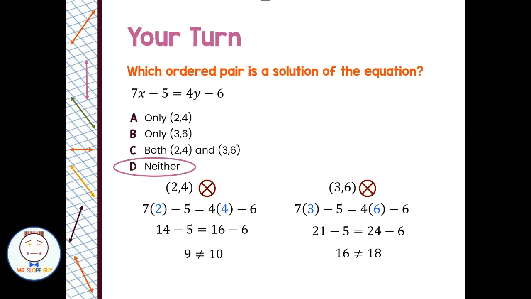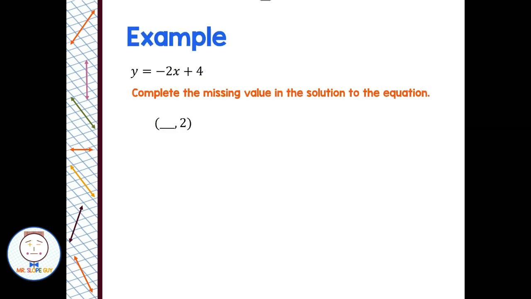All right, let's look at a slightly different problem. We have y equals negative 2x plus 4, and we want to complete the missing value in the solution to the equation. So they gave us an ordered pair, and we have a blank comma 2. So first I have to decide, am I missing the x or am I missing the y? Well, an ordered pair is x comma y. So they gave us a y value of 2. We're actually missing the x. So when I want to substitute into my equation, the 2 needs to go in for the y.